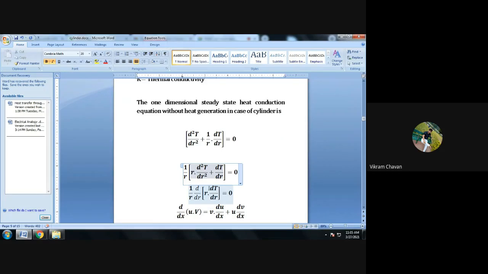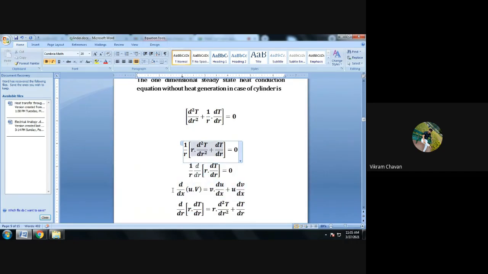Why have we written this? Because this term is the differential of u multiplied by v. We know the general rule for the differential of u multiplied by v: the differential with respect to x of u multiplied by v is equal to v multiplied by du divided by dx plus u multiplied by dv divided by dx.